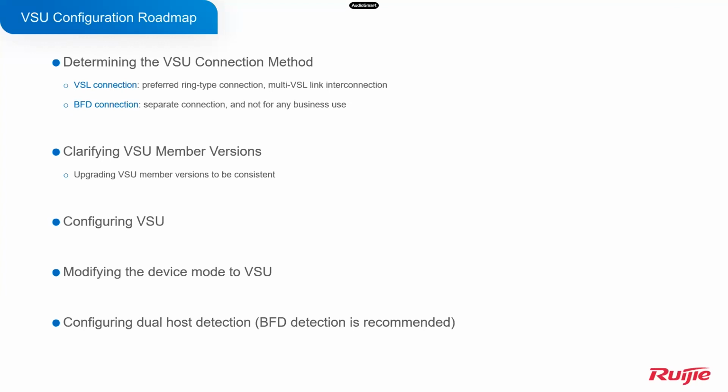And then you can configure the dual-host detection, for example, use BFD detection. It will help us to detect faster that the VSL is broken. And also you can do some other actions. For example, make the interfaces of all the lower priority devices go down. Then the main active device can continue to forward messages. So these are the roadmap.